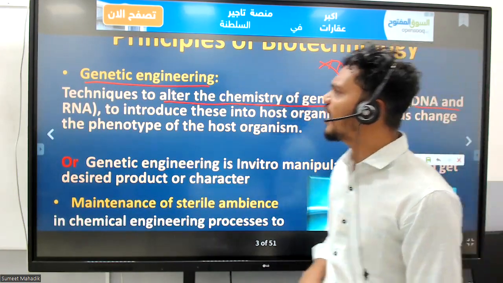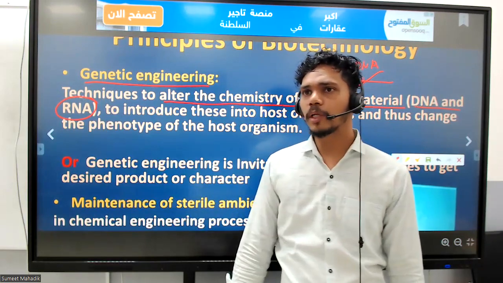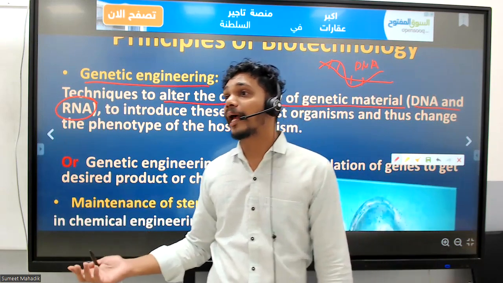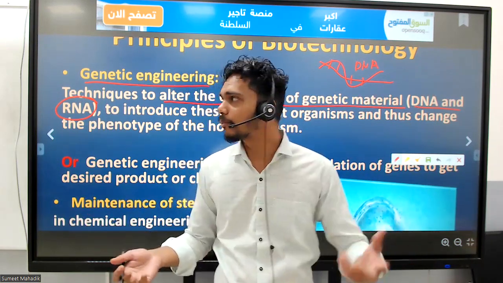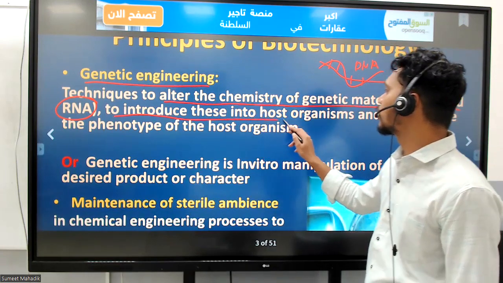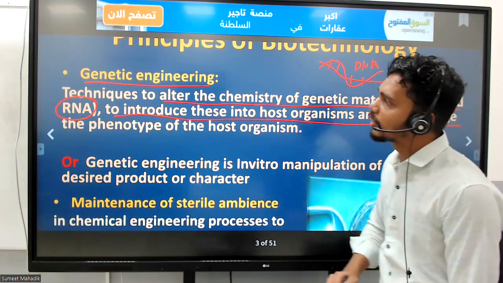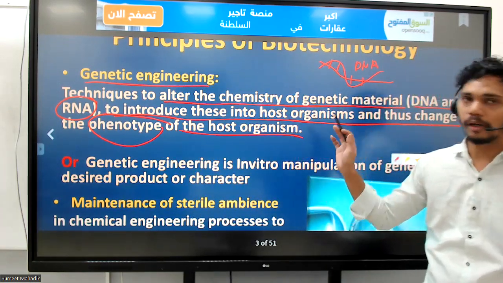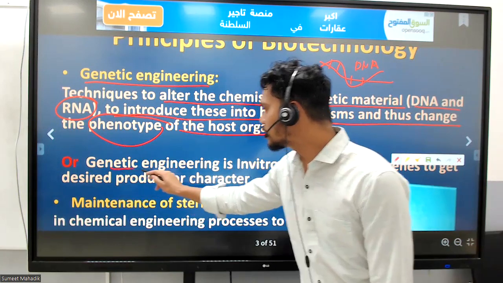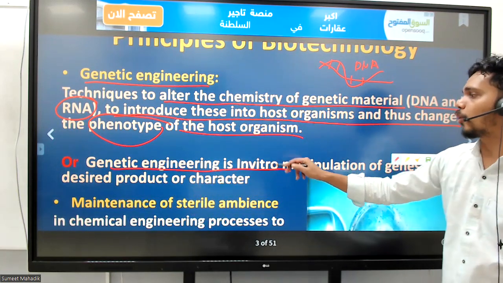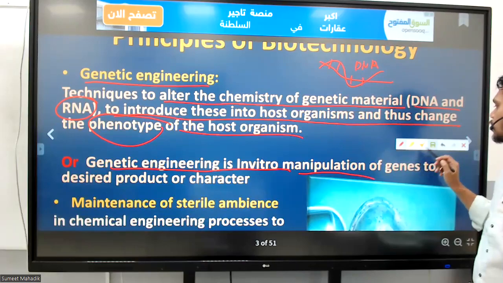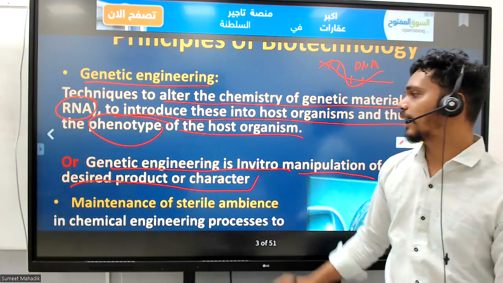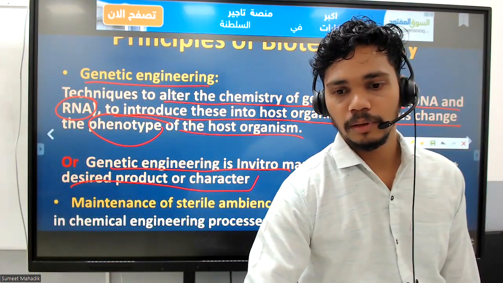DNA and RNA. Why RNA? I know only DNA is responsible for genetic material. Why RNA? RNA is also important because RNA acts like a primer, right? So RNA has to be there, then DNA can be formed. To introduce these into the host organism and thus change the phenotype. What is phenotype? The appearance of the host organism. Please write this, or just make sure you're getting it. Genetic engineering is the in vitro, outside the body, manipulation of genes to get a desired product or character. Please write this in your book.